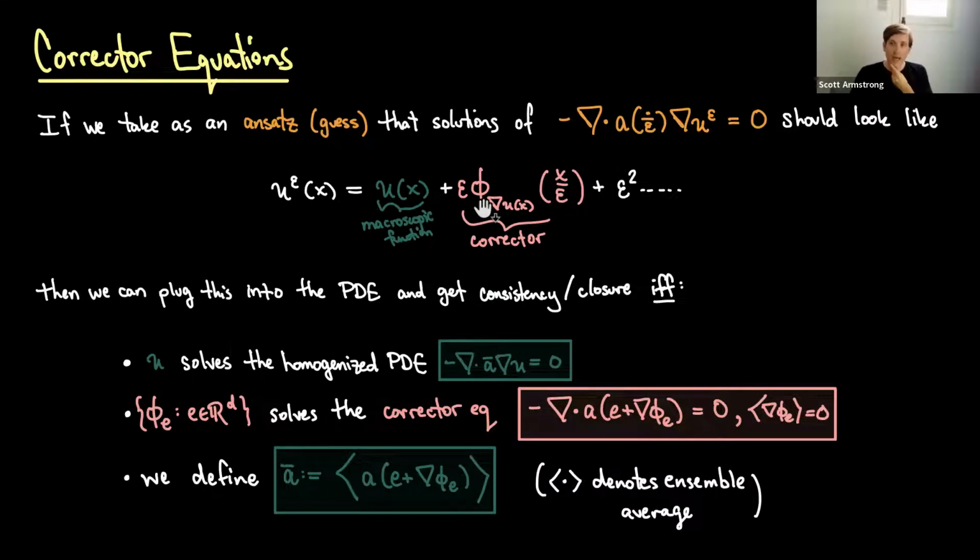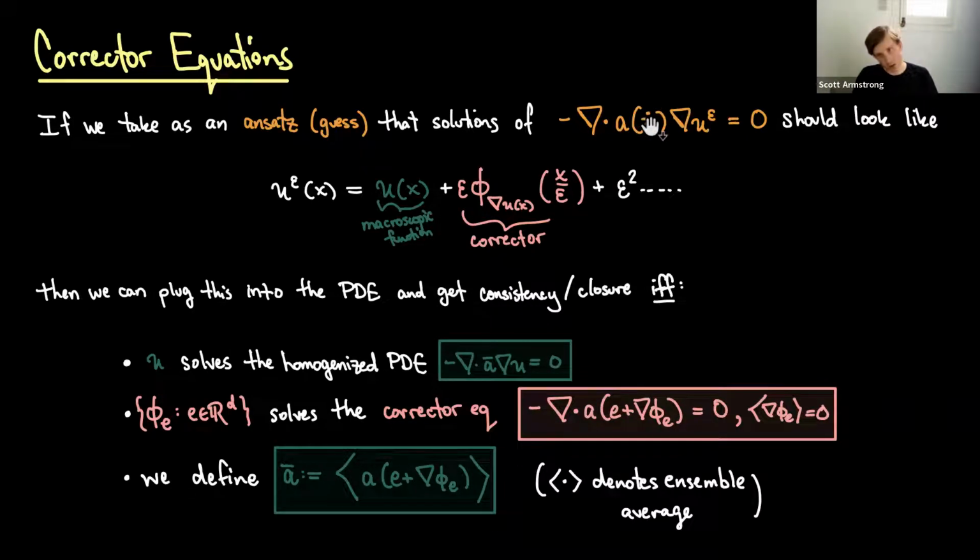Now, if you imagine that this matrix A is changing really fast on scale epsilon, the gradient probably has to change really fast on scale epsilon to compensate, in order to keep it a solution. And so if we put an epsilon in front of the phi, then its gradient will be of order 1. That should probably work. So you look for an ansatz of this form.